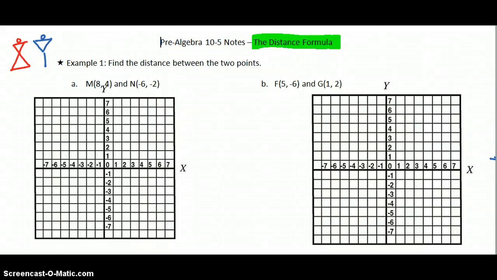Hello and welcome to 10-5 Notes, where today we're going to be learning a new formula called the distance formula. But before we start the distance formula, let's just review some basic algebra skills.